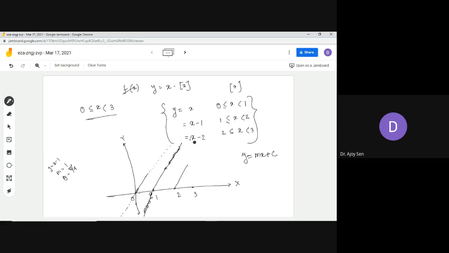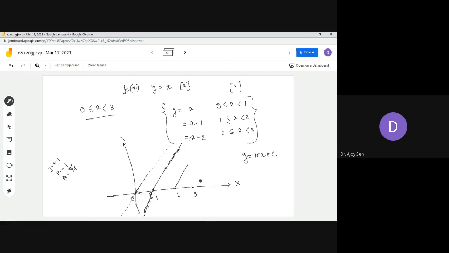Because you know y equals x minus 2 is a straight line which is again parallel to the straight line y equals x, and this straight line passes through the point (2, 0), because if we put x equals 2, we get y equal to 0. So this straight line is passing through this point, and obviously it is parallel to this one. We are only considering the part of the straight line which is lying between 2 and 3.